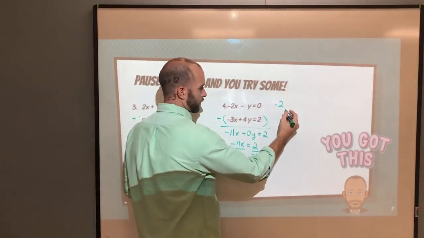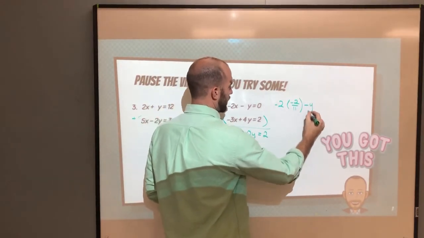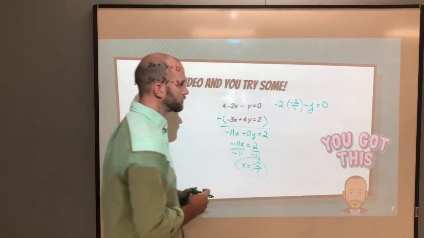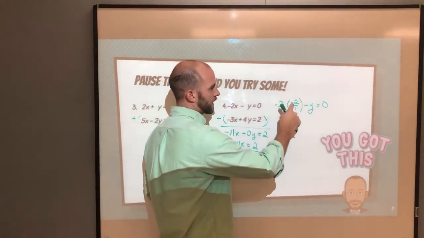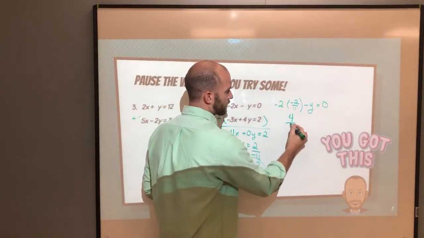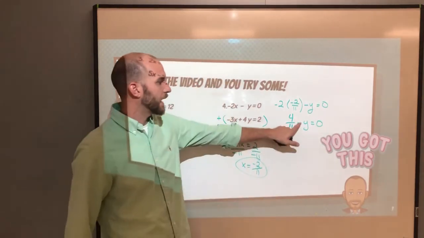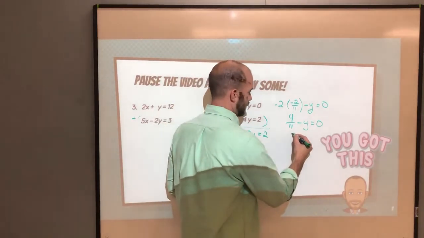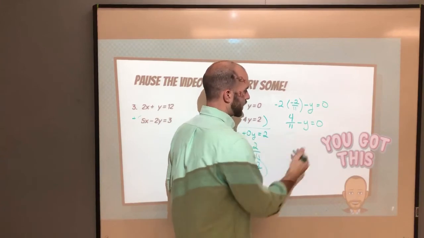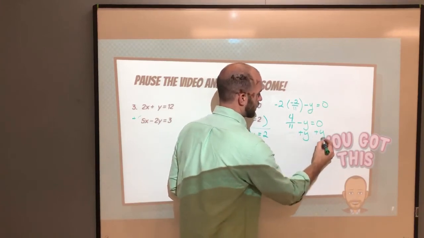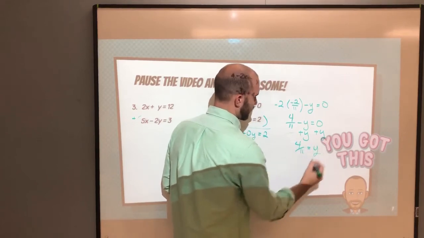So you get negative 2 times negative 2 elevenths minus y is equal to 0. We've got a fraction in there, but don't worry about a fraction. Fraction's okay. Negative 2 times negative 2 is positive 4, and it's still over 11, minus y equals 0. And I'm going to add a y to both sides. If I add y to both sides, let me rewrite this. If I add y to both sides, I'm going to get 4 elevenths on the left side equals y on the right side.